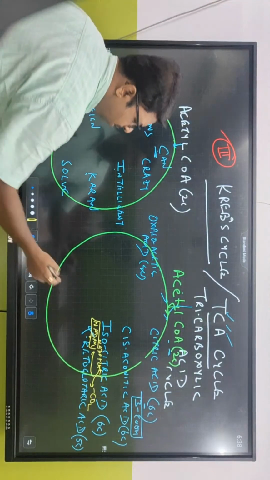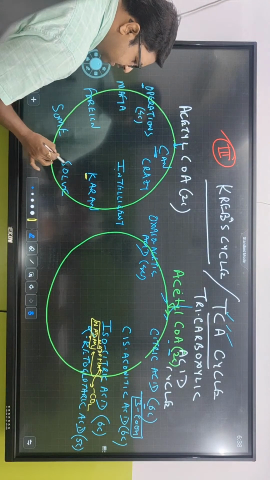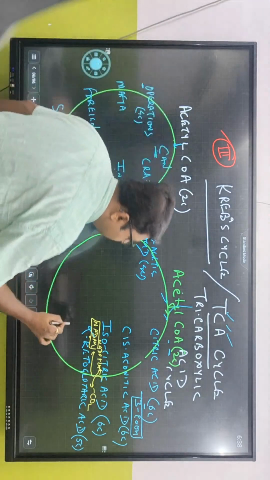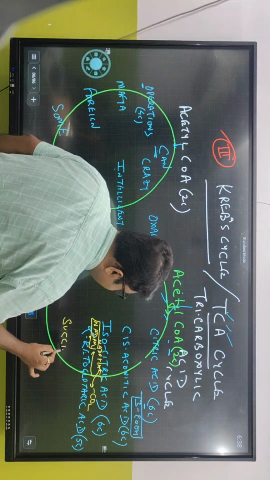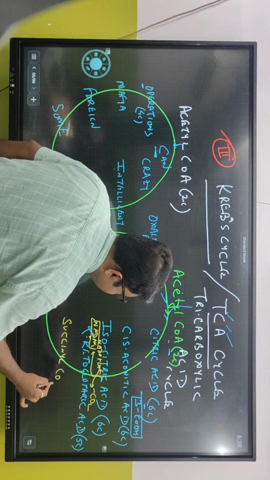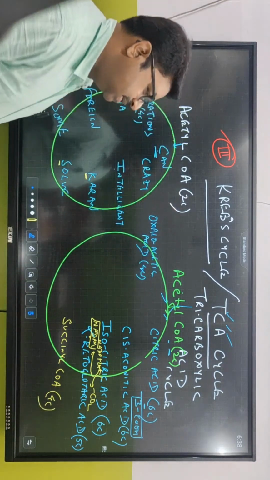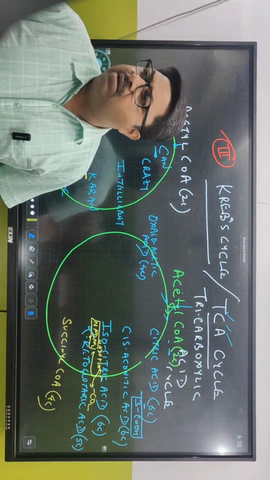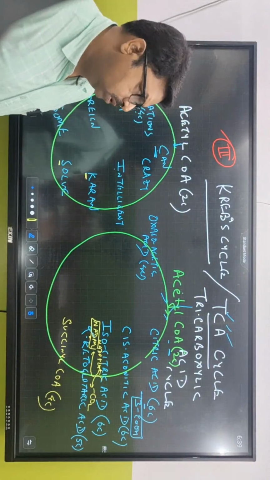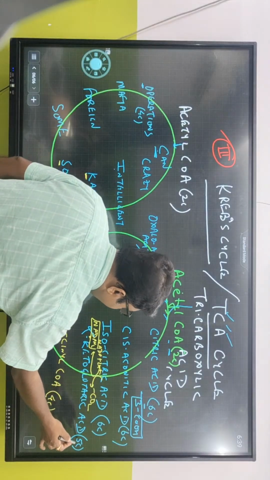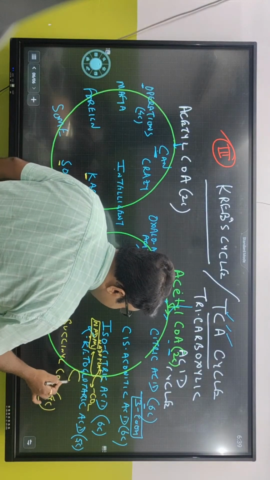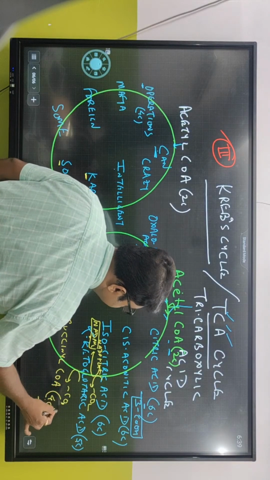Now alpha ketoglutaric acid থেকে কি তৈরি হলো? From current, it has made Sol. What is Sol? It is called succinyl coenzyme A, which is a 4-carbon compound. Succinyl coenzyme A, which is a 4-carbon compound. Now what happens? Again, from 5 carbon, 4 carbon হয়ে গেছে, again another carbon dioxide goes off.